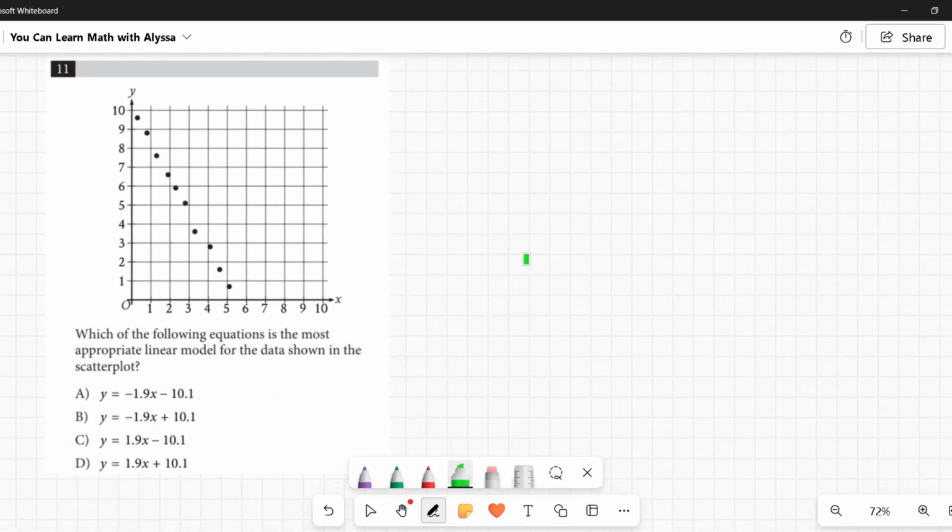Number 11. Which of the following equations is the most appropriate linear model for the data shown in the scatter plot? They love putting scatter plots into the SAT. This is, I think, a little unusual that it calls it the most appropriate linear model.